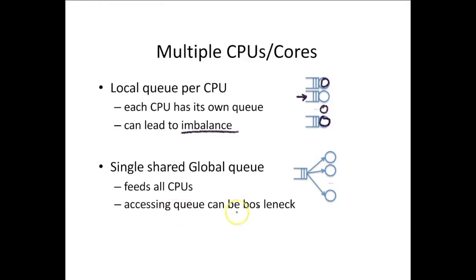However, accessing the queue can be the bottleneck, because whenever you update this queue, it needs to be locked. Otherwise, the state of this single queue can lead to inconsistency. So, with the single shared global queue, accessing the queue can be the bottleneck. This is a serious issue.